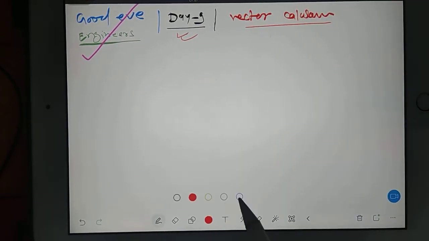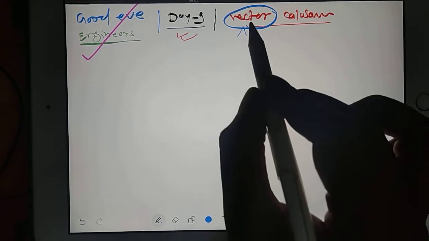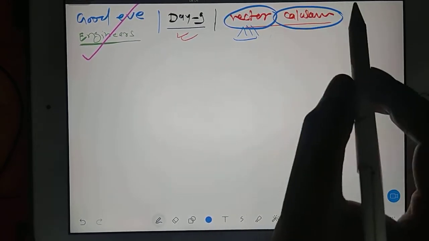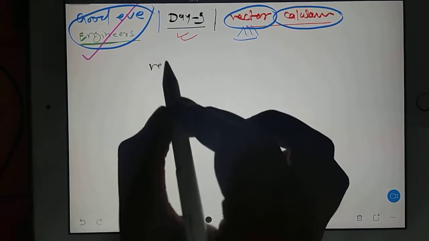This is day 9 and we are starting vector. First I'll give some basic description about vector and then we'll start vector calculus. Good evening all of you. Let's start. So actually, what is vector?